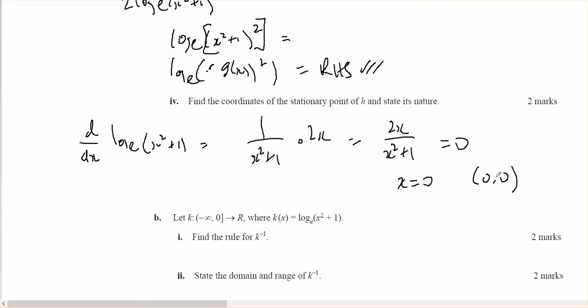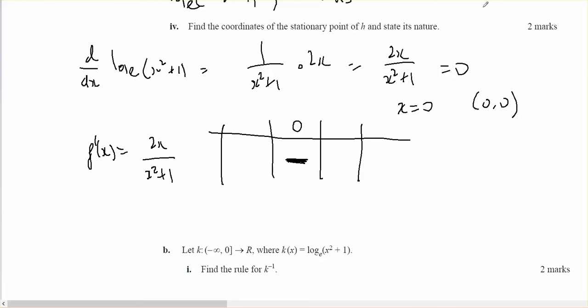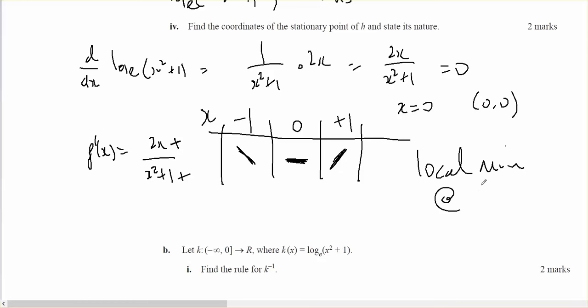What will be the type of stationary point? I need to do a sign diagram. So here is my sign diagram. I know that the derivative equals 0 at 0. So if x equaled negative 1, the top is negative and the bottom is positive, so it's going to be negative. And at positive 1, the top's going to be positive and the bottom's going to be positive, so it's going to look like that. So a local minimum at 0, 0.